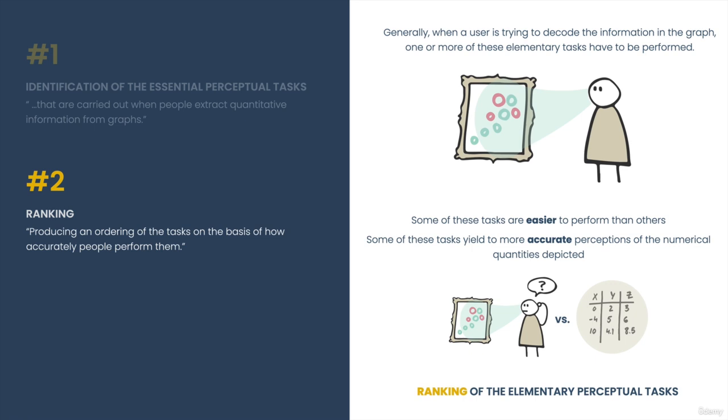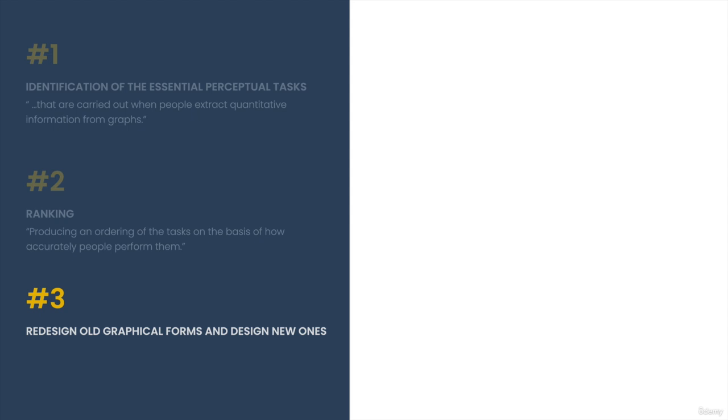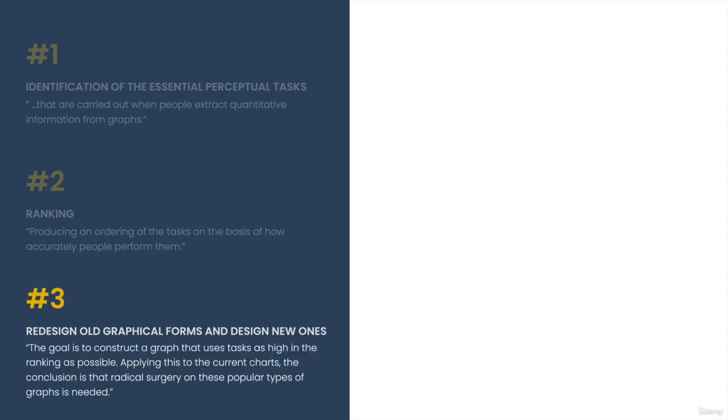And what are we going to do with this? Well, once we have a ranking of the elementary perceptual tasks, we will be able to redesign old graphical forms and design new ones. And as the author said, the goal is to construct a graph that uses tasks as high in the ranking as possible, meaning that we will favor those tasks that yield more accurate results. And according to the authors, if we apply this to the current charts, so the charts that we use every day, a bar plot, a pie chart, and so on, radical surgery on these popular types of graphs is needed.